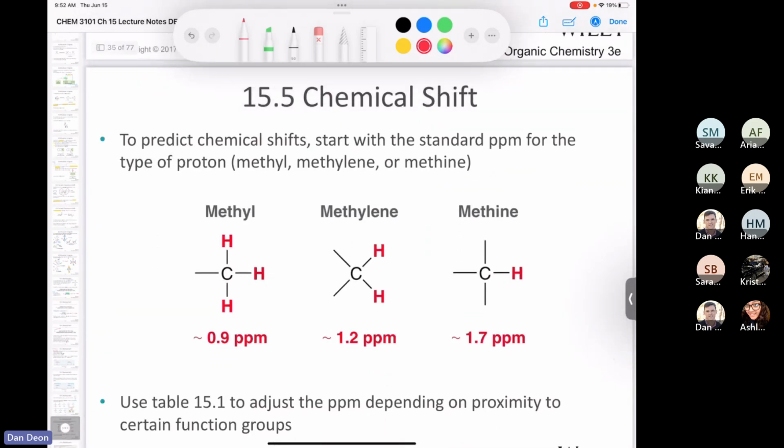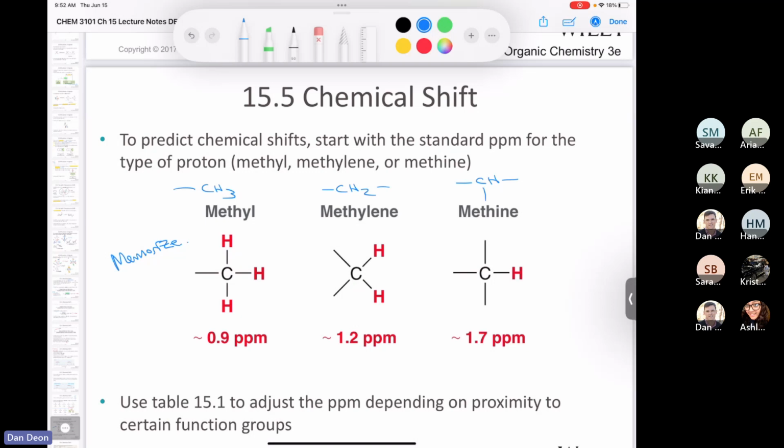So to predict a chemical shift, what we do is we use a baseline for a methyl, a methylene, and a methine, and you have to memorize these. Okay, so the baseline for a methyl is always 0.9 parts per million. A methyl is a CH3, a methylene is a CH2, so the baseline for a methylene is 1.2 parts per million. And a methine, that's a CH group. Okay, the baseline for a methine is 1.7.